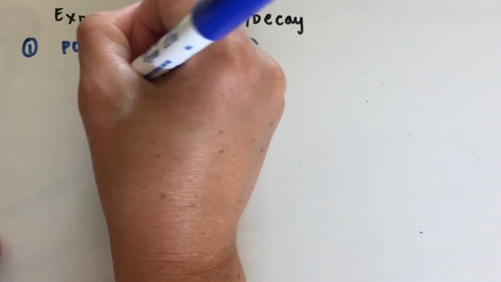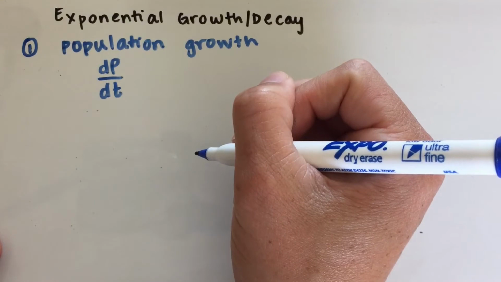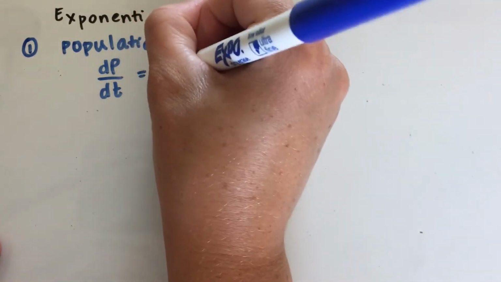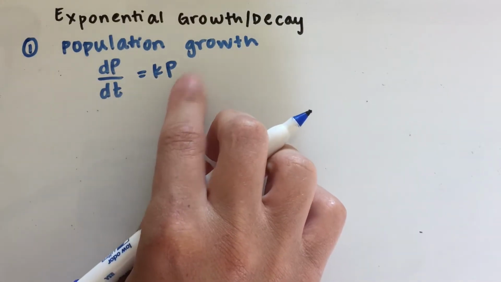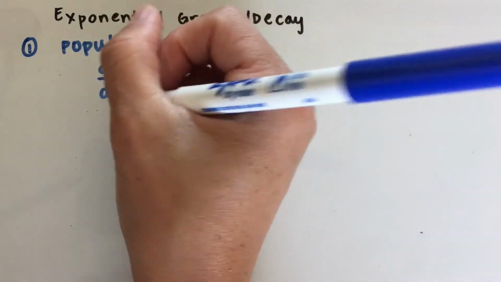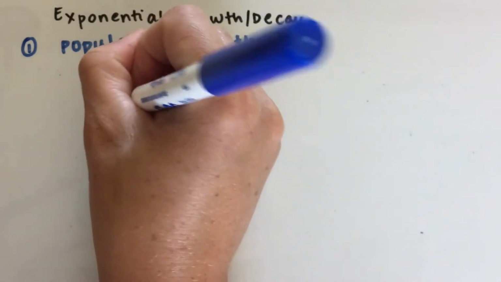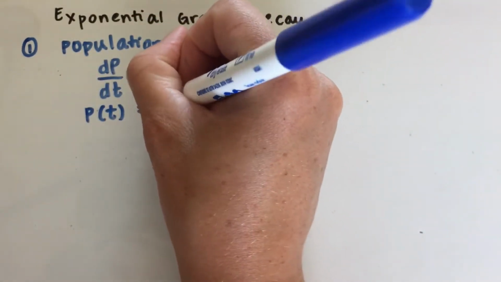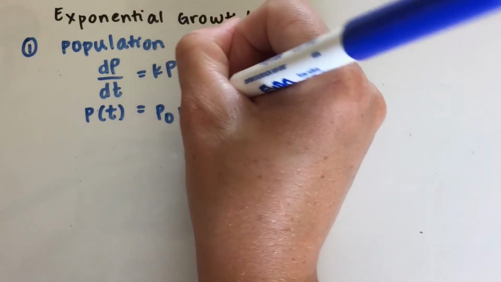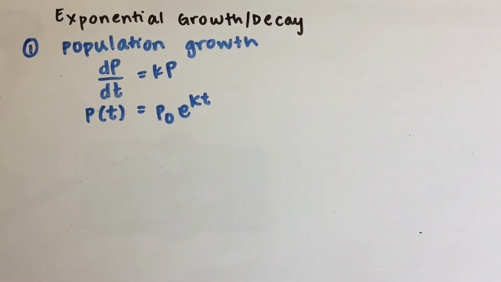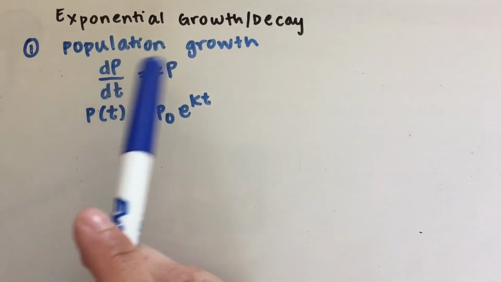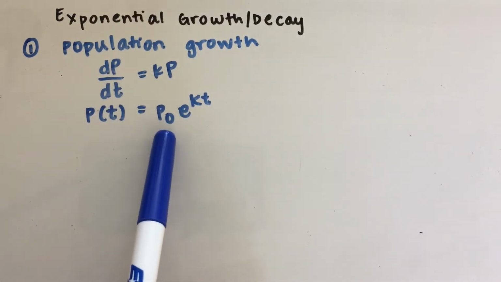And the differential equation for that is dp over dt is equal to kp, which means the growth of the population is proportional to the population size. So then our equation for this is p of t equals p naught times e to the kt. So here this is the same as the differential equation that we began with. We just have different variables. So instead of y, we have capital P. Instead of y naught, we have p naught.